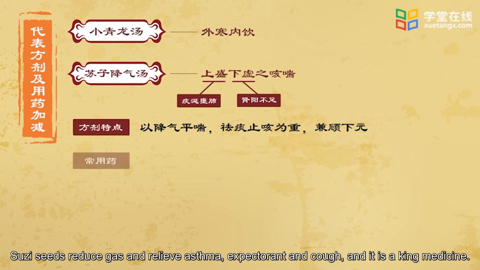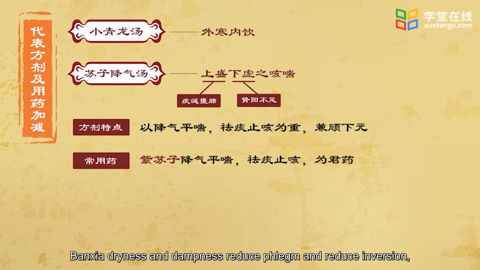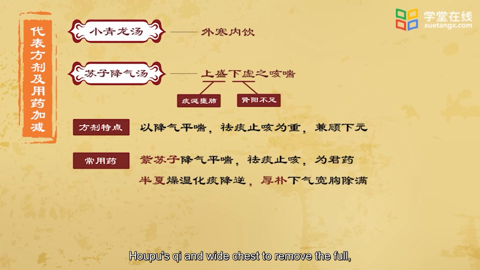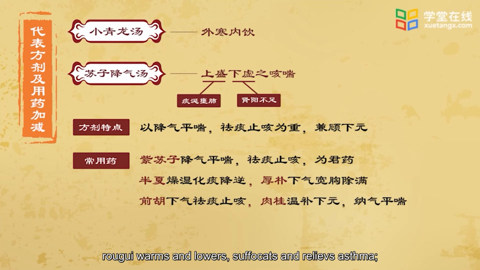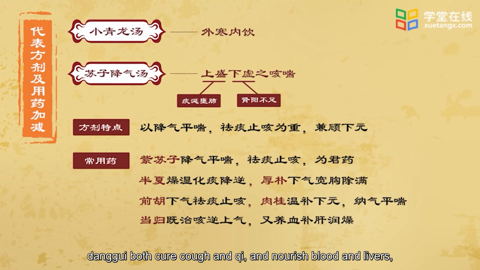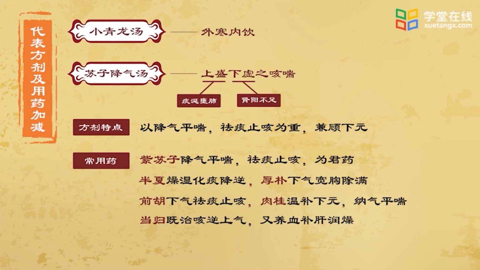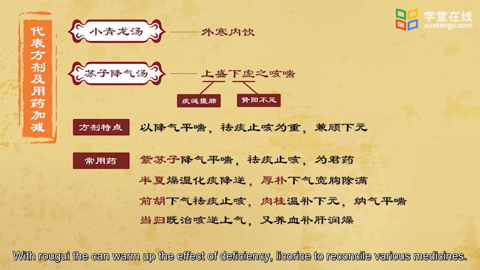苏子 reduce gas and relieve asthma, expectorant and cough, and it is a keen medicine. 半夏 dryness and dampness reduce phlegm and reduce inversion. 后破 qi and white chest to remove the fu. 前胡 qi and phlegm and cough. 肉桂 warms and lowers the phlegm, suffocates and relieves asthma. Dongri both cure cough and qi and nourish blood and livers. With Rougui, they can warm up the effect of deficiency, licorice, and reconcile various medicines.